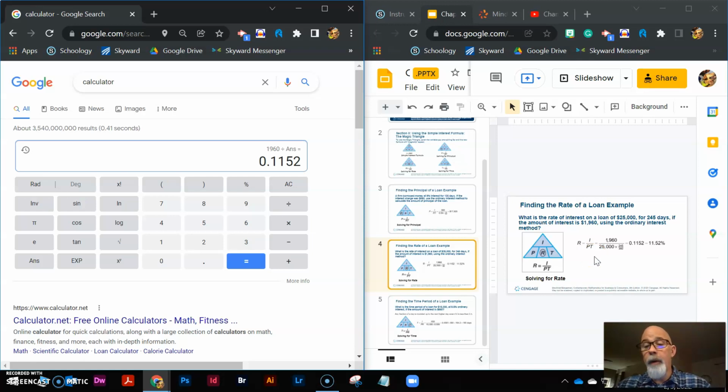One thing I want to be careful about, if you notice what I did, once I got that bottom number, I had to clear everything out to start with getting the 1960 and divide it by the answer of the denominator there. But again, this is the principle of how we want to go back and find the rate for a loan.